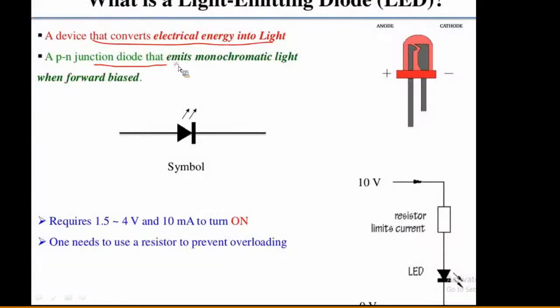Now, a PN junction diode that emits monochromatic light when forward biased is nothing but a light emitting diode. I think you are aware that different color LEDs are there: red, green, and blue color LEDs. Multi-color LEDs, a combination of these, are also available nowadays. A diode which emits light when it is forward biased, we call a light emitting diode.